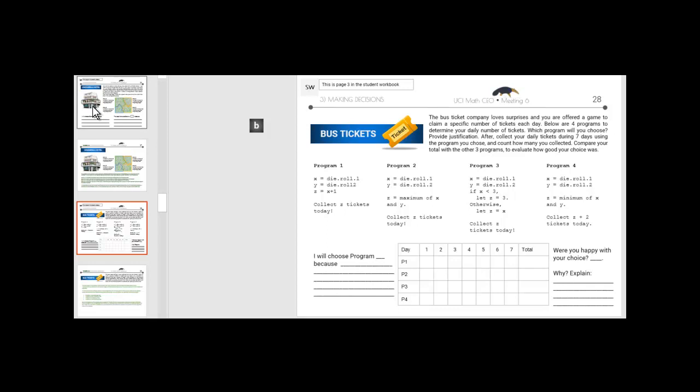What do you do? For example, in program 1, which is the simplest one, you just roll 2 dice, X and Y, those are the values. Then you just add 1 to the first die roll. You do nothing with the second one, and you just collect that number of tickets. So for example, in program 1, if I roll a 4 for my X, then I will be collecting 5 tickets because 4 plus 1 is 5. Programs 2, 3, and 4 are a little more involved, and so the kids need to explore these options and come up with what's the best situation.